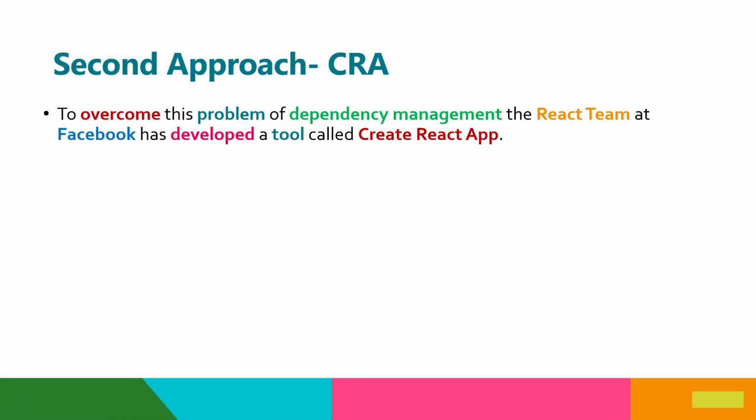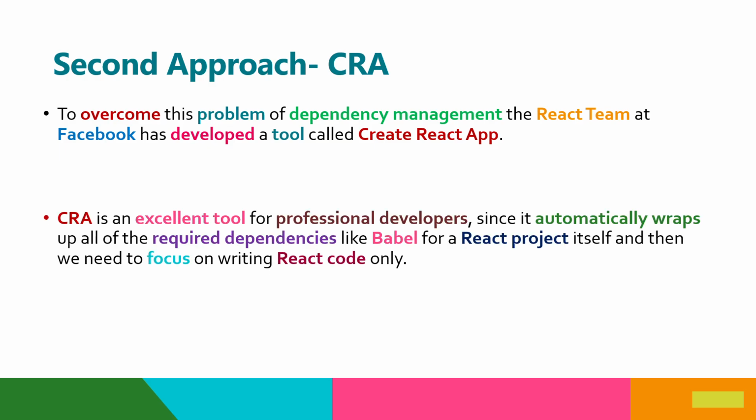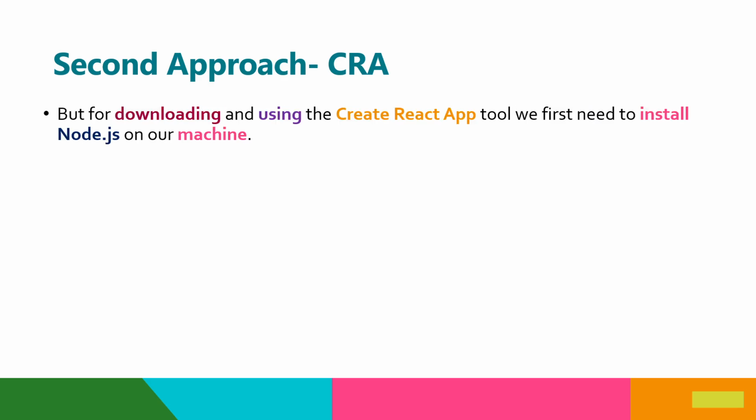And so the second approach is to overcome this problem of dependency management. The React team at Facebook developed a tool called Create React App (CRA). CRA is an excellent tool for professional developers since it automatically wraps up all the required dependencies like Babel for the React project itself. Then we need to focus on writing the React code only. But for downloading and using the CRA tool, we first need to install Node.js on our machine.